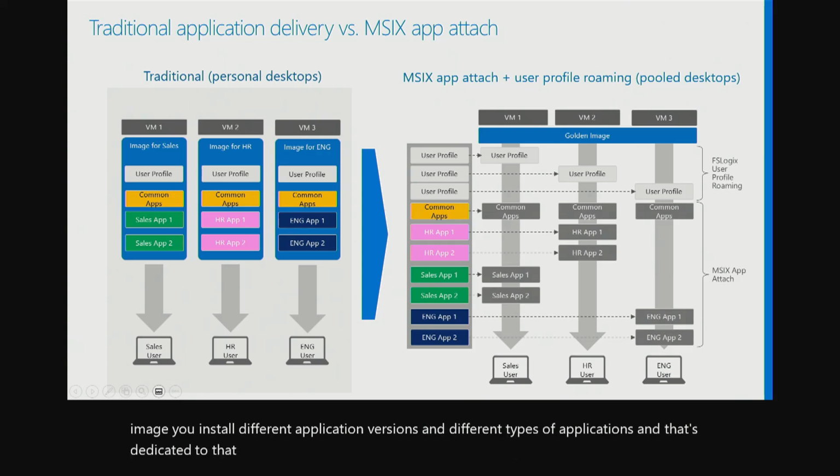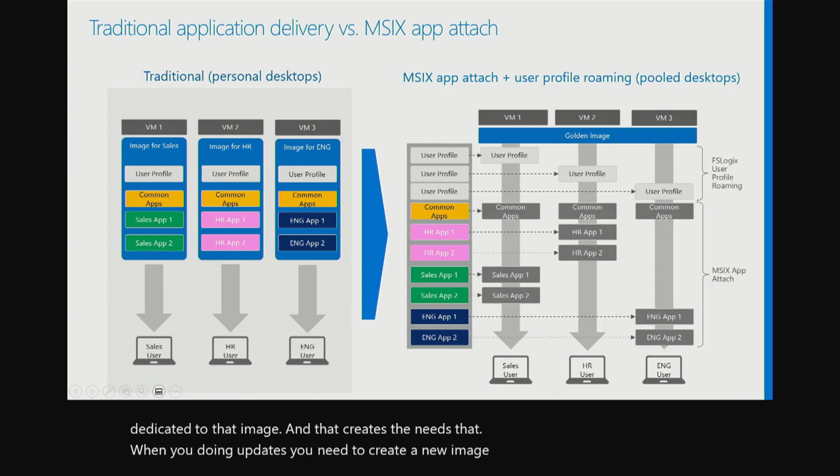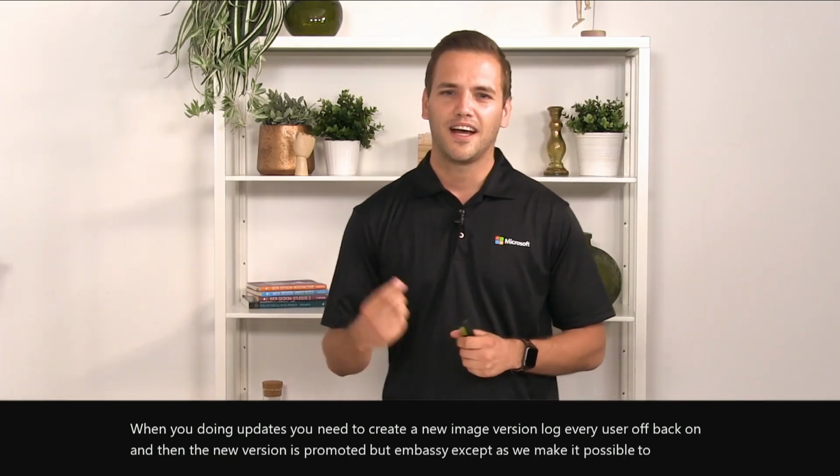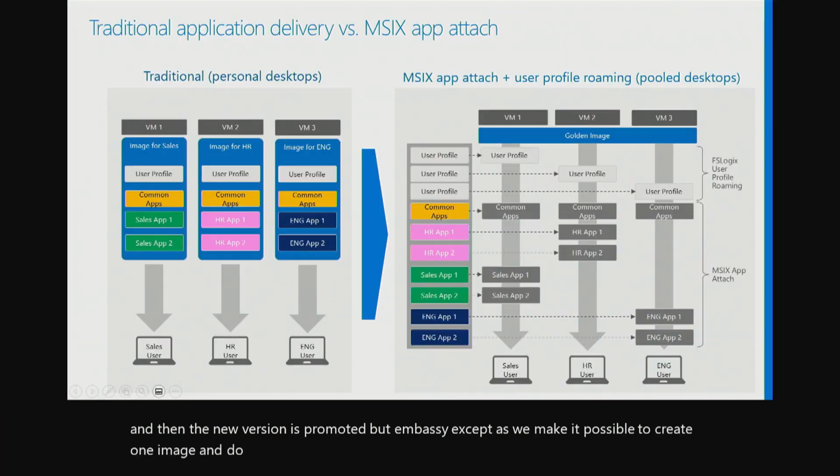And that creates the need that when you do an update, you need to create a new image version, log every user off, back on, and then the new version is promoted. With MSIX App Attach, we make it possible to create one image and do the assignment of the applications during logon or boot of the machine, separate from the image.